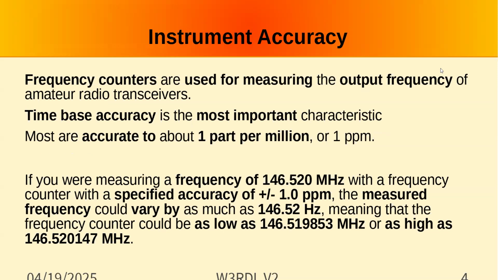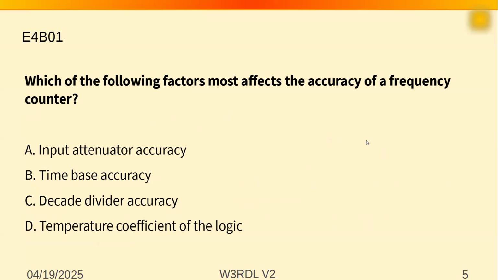Frequency counters, like I said, are usually around 1 part per million on the time base. So, you're looking at possibly plus or minus 150 hertz in your measurement. If you're doing FT8 or something like that on there, you're way out. Which of the following factors most affect the accuracy of a frequency counter?